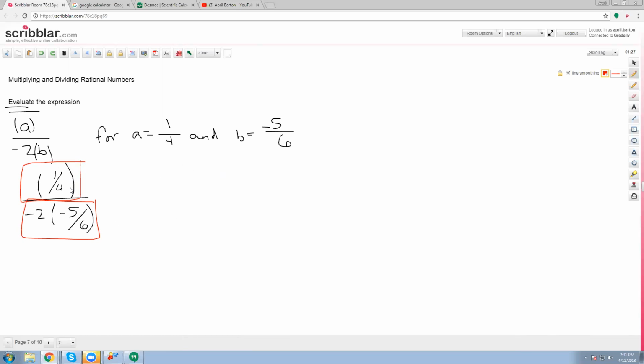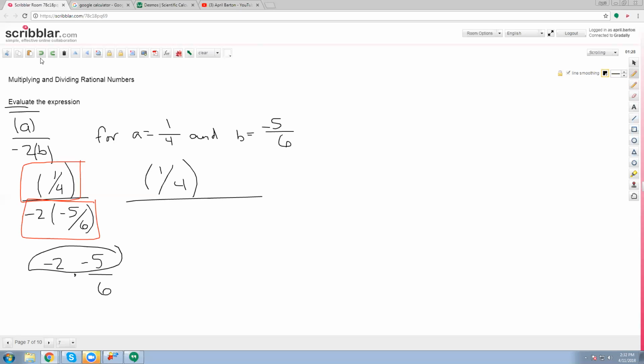Right now there's nothing in the numerator to simplify. That is still going to be the 1/4. But on the bottom, we can actually do that multiplication: -2 times the -5/6. If you're multiplying a number that's not a fraction by a number that is a fraction, only the numerators get multiplied together. That -2 only multiplies by the -5.